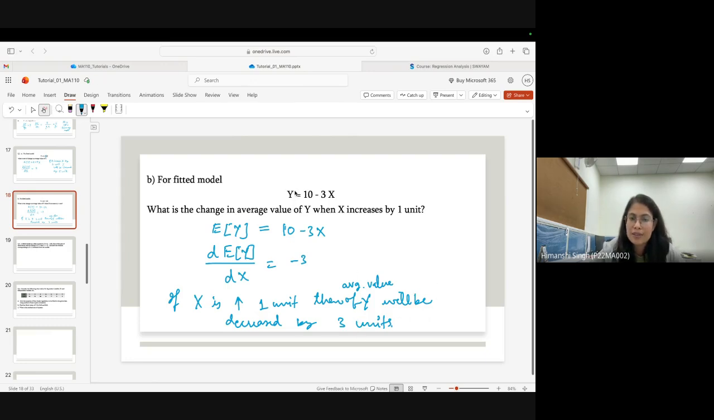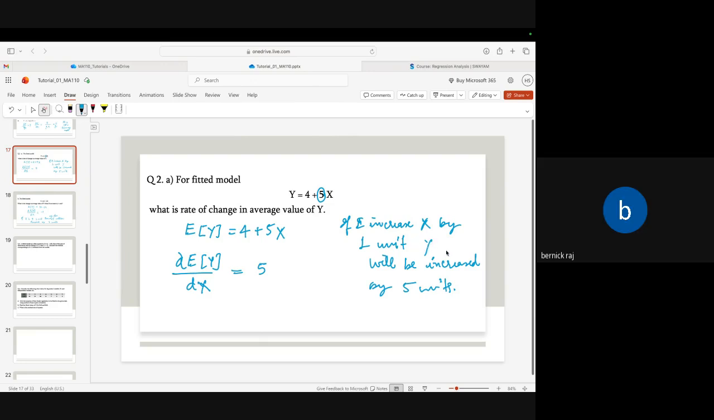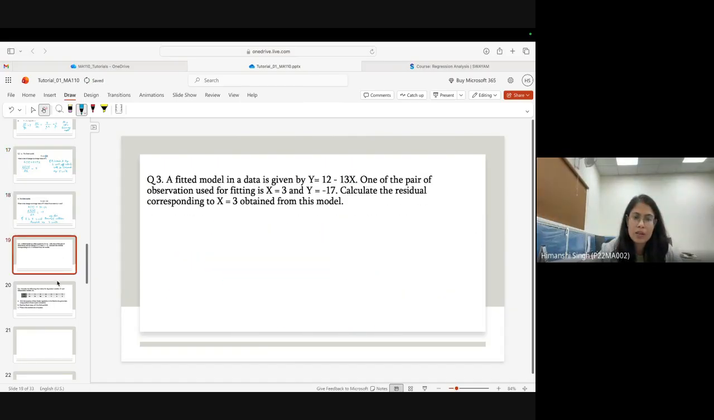Because y is a random variable, I cannot say the value of y. Because y is a random variable, the average value of y will be some quantity. So here the average value of y will be decreased by 3 units. Is this fine with all of you? Yes, madam. Okay, fine.